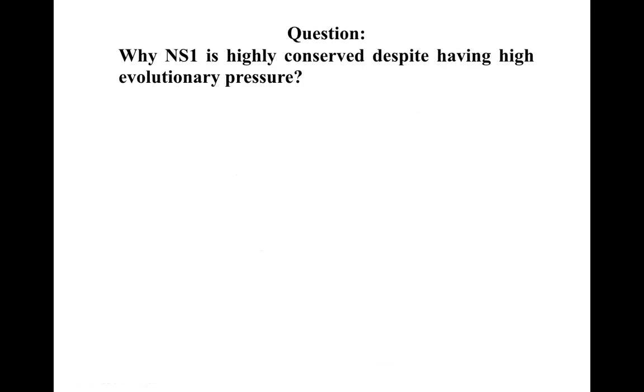So we ask why NS1 is highly conserved despite having evolutionary pressure. If you see other highly immunogenic proteins such as the envelope protein, or the spike protein in the case of SARS, they are highly diverse in nature. So what is restricting the NS1 protein? As you can see, it is seeing a similar kind of immune pressure.